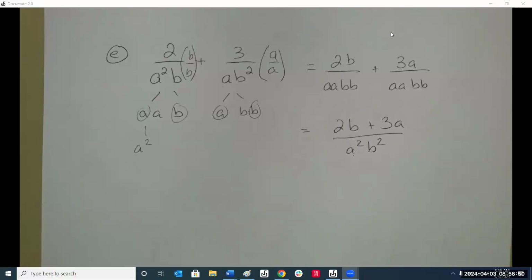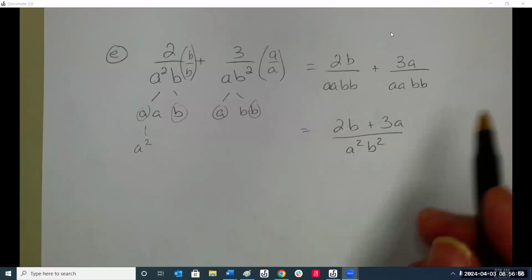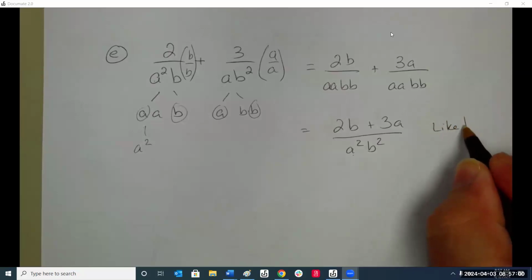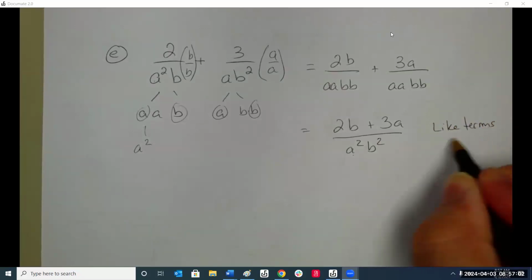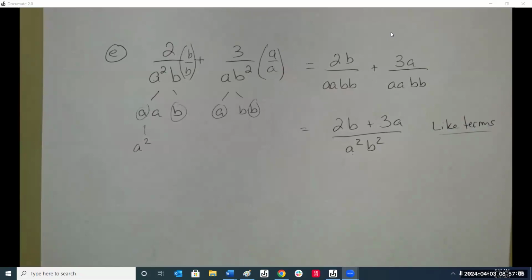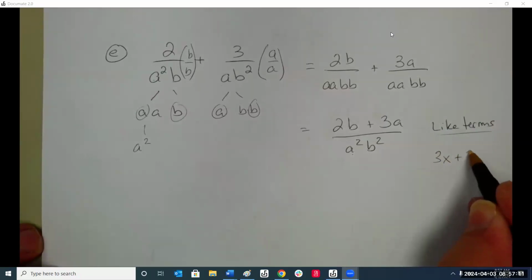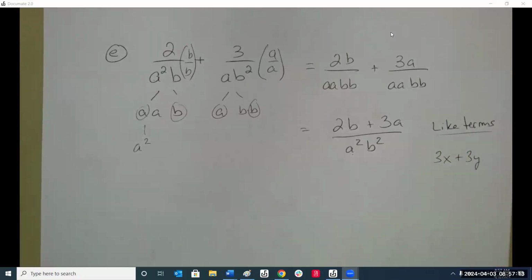Don't forget to tell them that when the variables are different, you can't add them together because they don't belong to the same kind. Yes, that's very true. The concept of like terms. Hopefully you covered that earlier: we cannot add 3x plus 3y because apples and oranges, they don't taste the same, so you can't put them together. Very, very good.